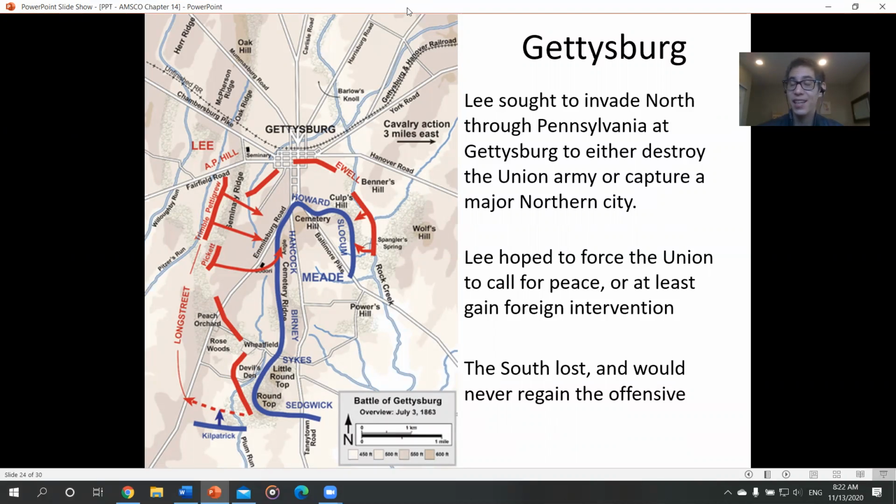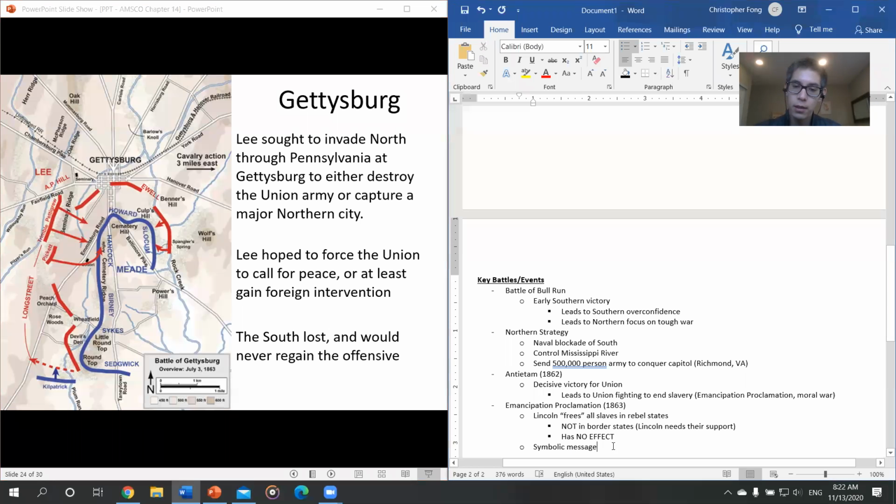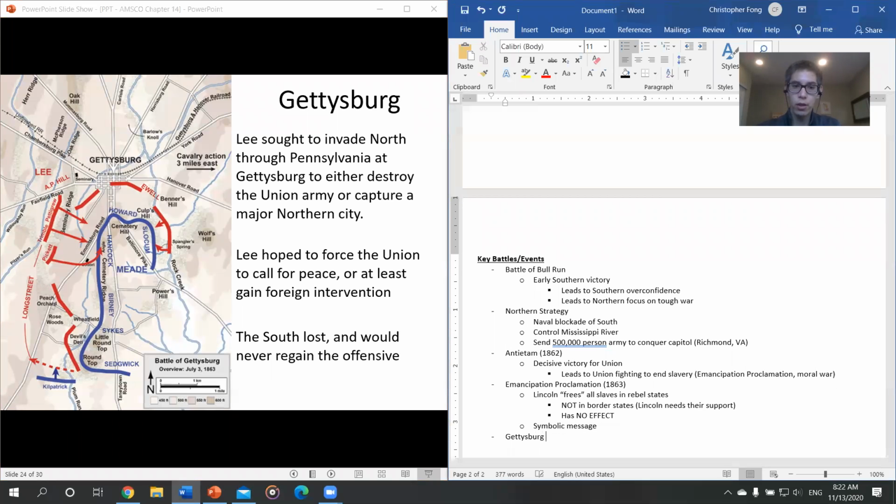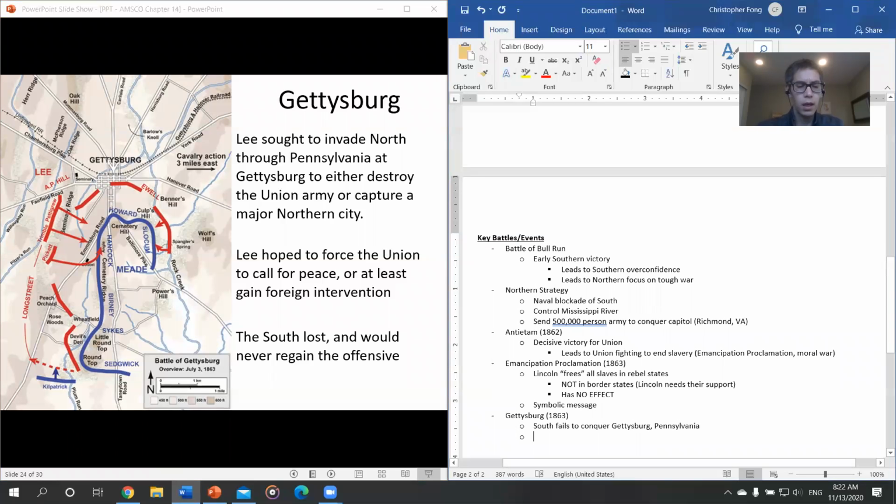After the South loses at Gettysburg, they're going to be retreating the rest of the war. They're never going to have the offensive again. So if we're talking about key battles that are a turning point, Gettysburg's one of them. The South fails to conquer Gettysburg, Pennsylvania, and this is going to be a turning point because the South is now on the defensive for the rest of the war. A turning point for them from a military perspective.